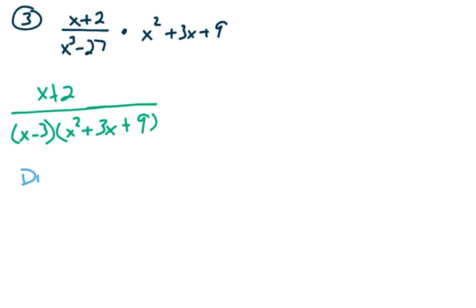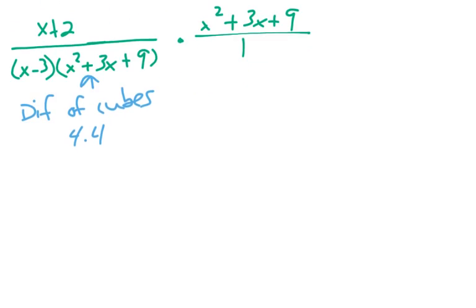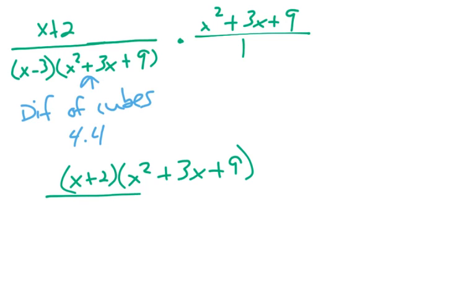I'll write that off to the side. It's a difference of cubes, and it's in section 4.4, right here, the denominator, okay? And then, let's see, that's factored for the left fraction. Now for the right one, really we can just leave it as x squared plus 3x plus 9 all over 1. Since there's no fraction, we can just make it over 1. And what stands out to me, we could rewrite this where it's all one term, one fraction. So we'll have x plus 2 times x squared plus 3x plus 9 all over x minus 3 times x squared plus 3x plus 9.